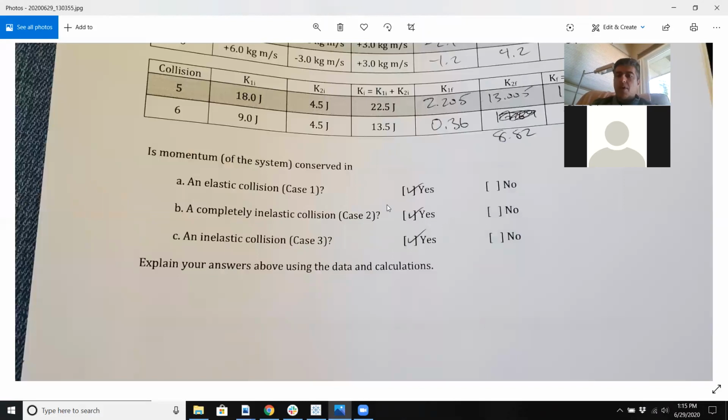And so obviously for all three cases, momentum is conserved. Explain answers above using data and calculation. You could just make a statement here like, the momentum was consistently 3, or just stayed the same before and after, regardless if we change the mass or the velocity. And then you could talk about, even if we change elasticity, we also notice it was the same. So you don't really have to say too much about that, I suppose.